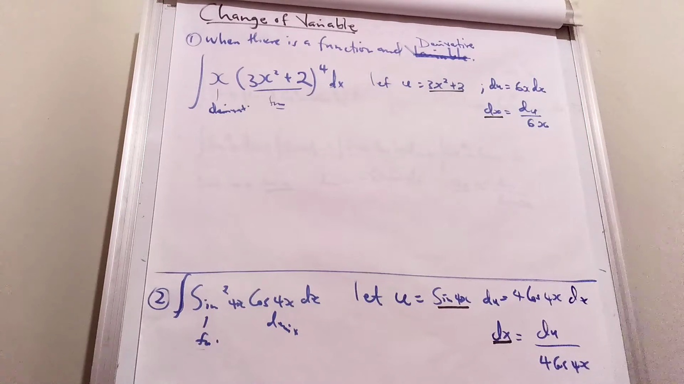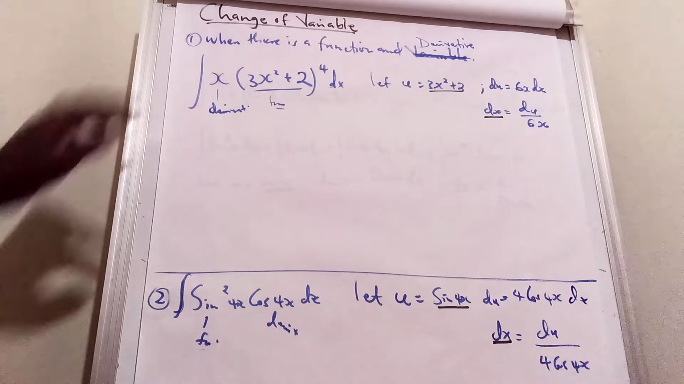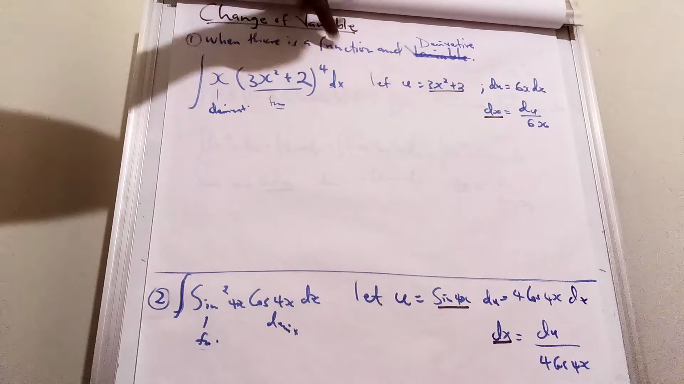We are still looking at the techniques of integration. If you are using Backhouse, it should be Backhouse 2, Chapter 1. So the techniques of integration, we are now developing into what we call the change of variable. The change of variable has two forms. The first form is when you can identify a function and a derivative.